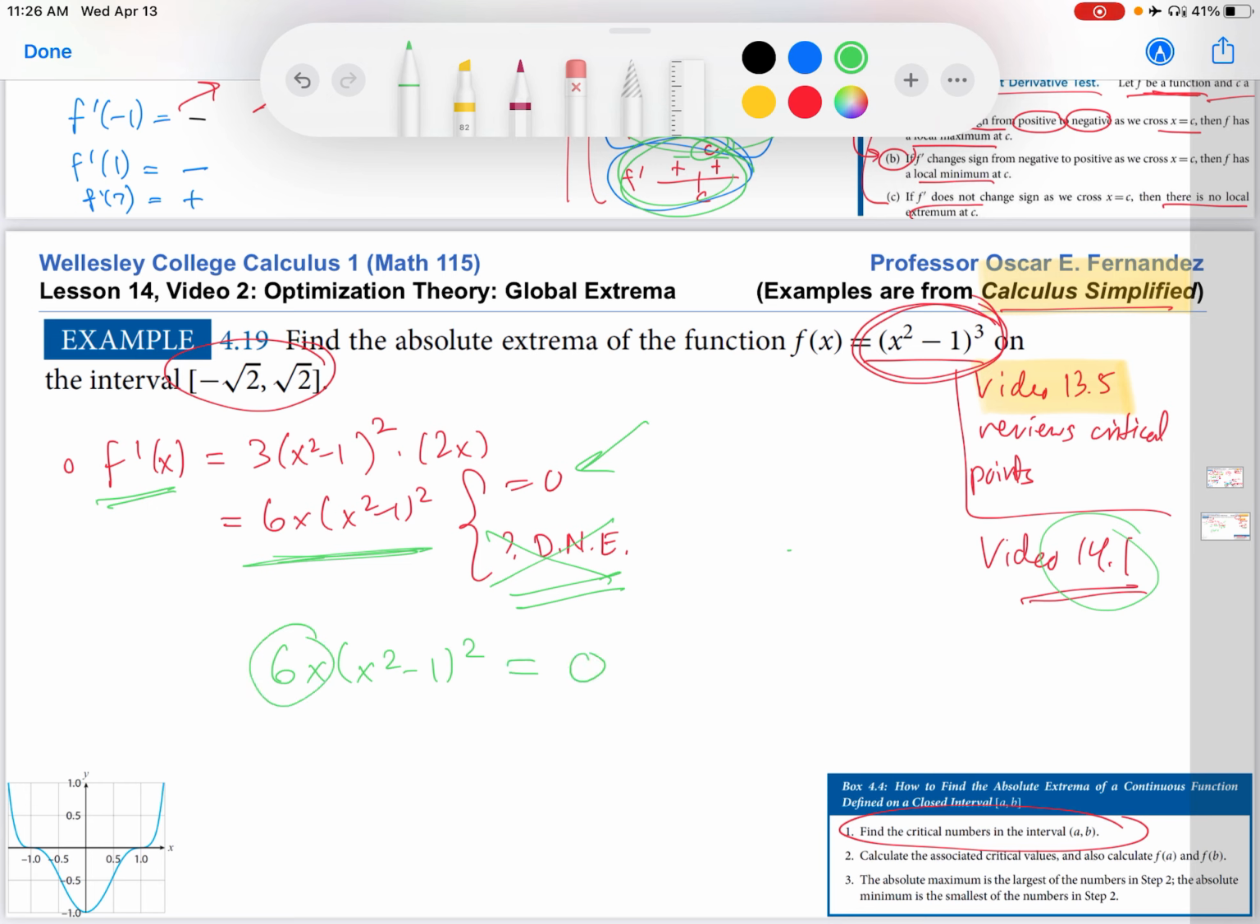Well, so if this part is set equal to 0, that yields x equals 0. That's one critical number. And now I'm going to set this equal to 0: (x squared minus 1) squared equals 0.